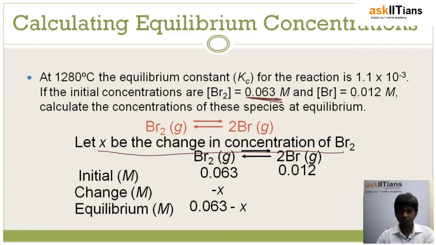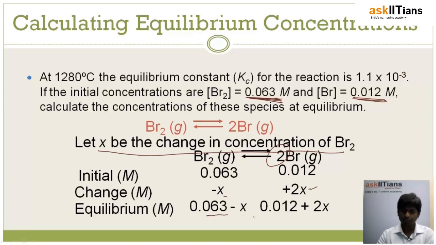The initial concentration of atomic bromine will be this much, and the change will be plus 2x, because the stoichiometric coefficient is 2. If you apply stoichiometry, x amount of decrease here means 2x amount of addition here. Therefore the final will be this. Now you can use these concentrations in your Kc expression.